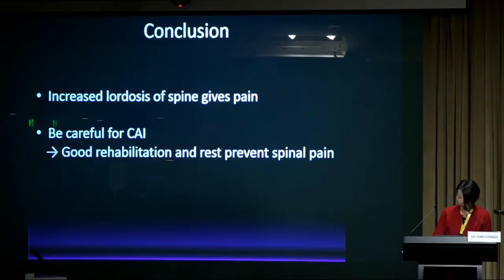Here is the conclusion. We have to know that increased lordosis of the spine gives pain. Also, we have to be very careful for CAI when we get an ankle sprain. Good rehabilitation and rest prevent the spread of spinal pain. Thank you for your attention.